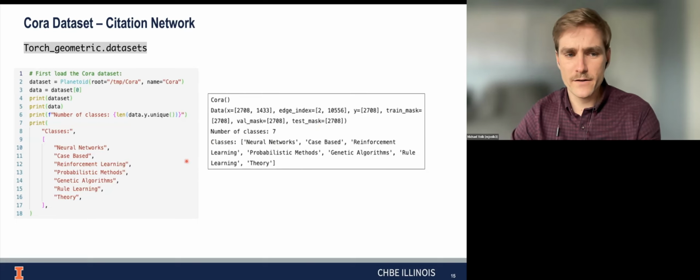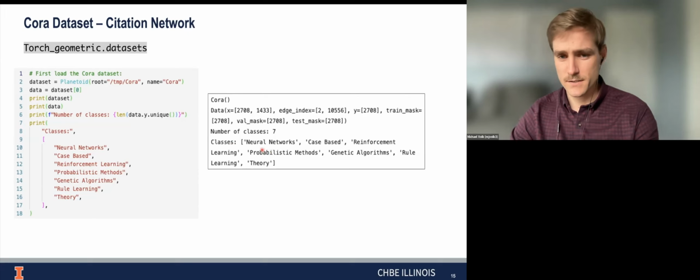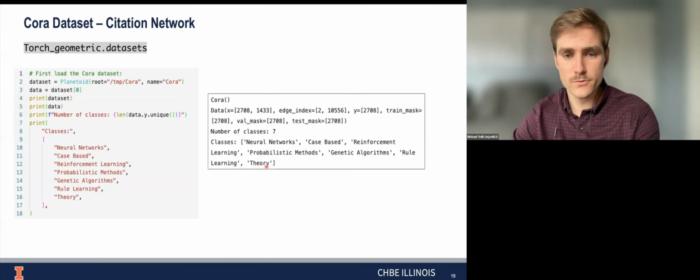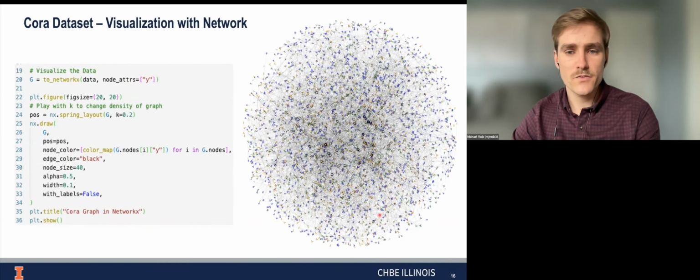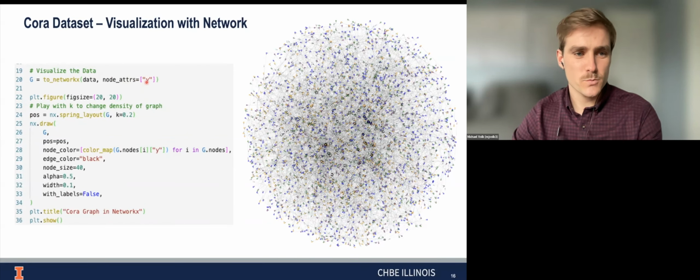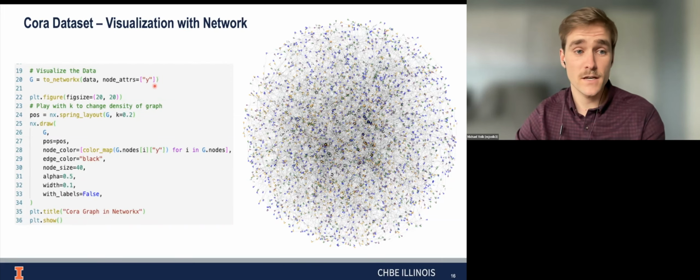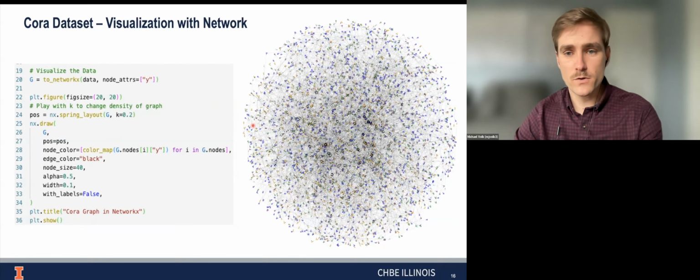And then I printed this list of the classes. So neural networks, case-based, reinforcement learning, probabilistic methods, genetic algorithms, rule learning, and theory. So these are the classes that we're trying to predict based off of this model. This is a visualization of the model. I colored each one of the nodes a different color. And this visualization was done with NetworkX. There's really no great visualization tools within PyTorch Geometric for visualizing graphs. So it's easy just to pass the data back and forth between these two libraries if you want to do any sort of visualization. And I gave each one of the nodes a different color.